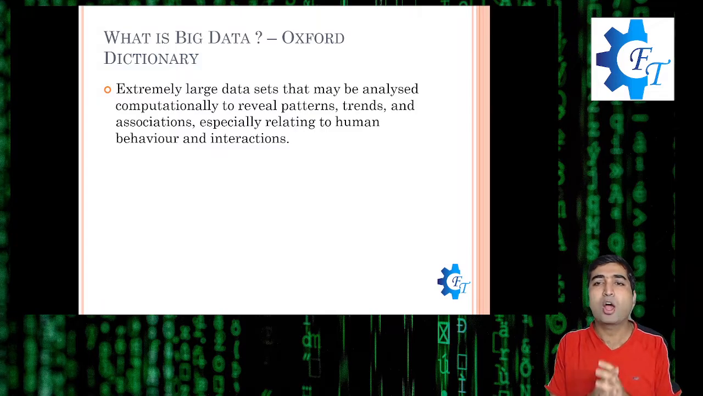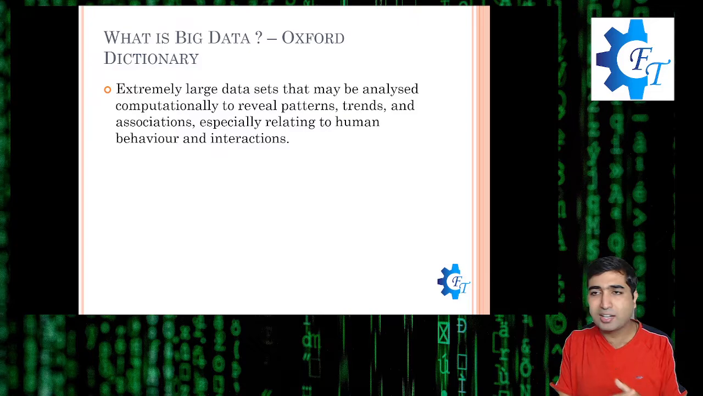So let me give an Oxford dictionary kind of meaning. It says extremely large data sets that may be analyzed computationally to reveal patterns, trends, associations, especially relating to human behavior and interaction. Now one would say, dude, Sandeep, what are you really speaking? I cannot understand a word out of it. What are you exactly trying to say?